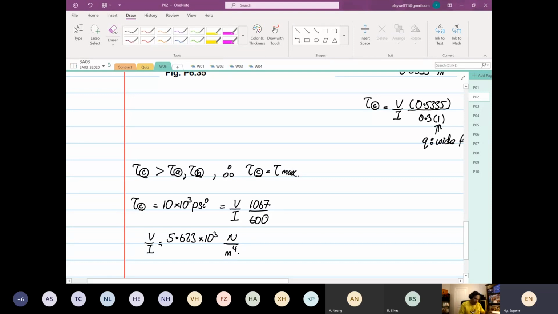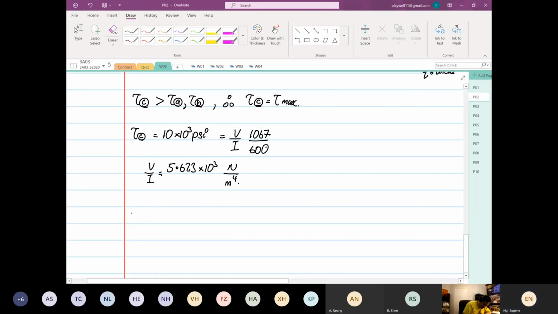Okay, so that's how. Like what I mentioned, regardless of the point, V over I ratio is always constant. So therefore, we know that the shear stress at point A is equal to the shear stress at point B, and this is equal to V over I multiplied by 0.98. So one of the rules that we have generated is V over I is constant regardless of any point of analysis. So this will be equal to 5.623 times 10 to the power 3 multiplied by 0.98.